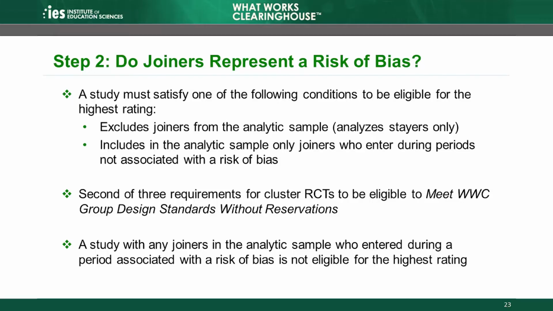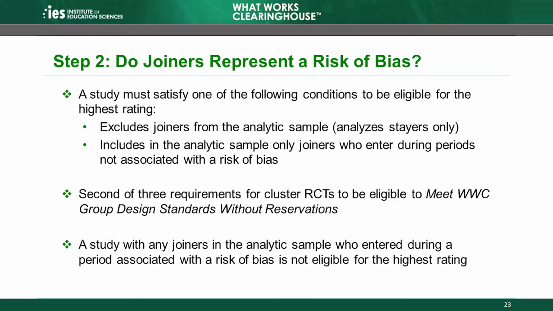Even if the protocol indicates that some joiners pose a risk of bias, the study can still limit the risk of bias due to joiners. A study with a risk from early and late joiners based on the protocol can limit bias by excluding all joiners from the analytic sample. A study with a risk of bias only from late joiners can limit bias by excluding all late joiners from the analytic sample, but can include joiners who entered during the early period.